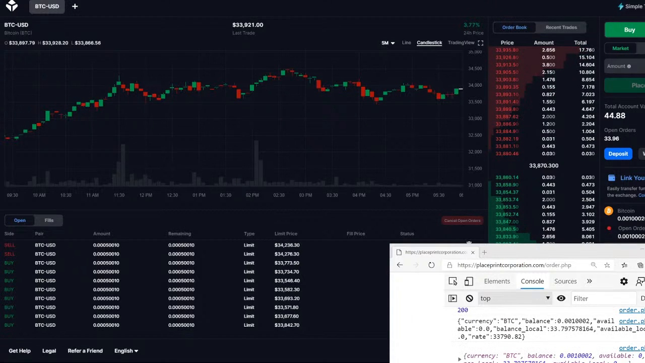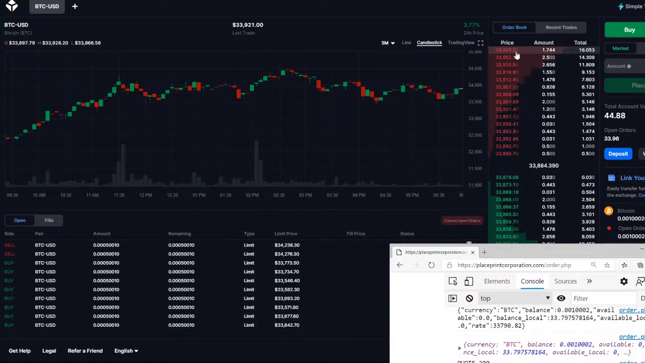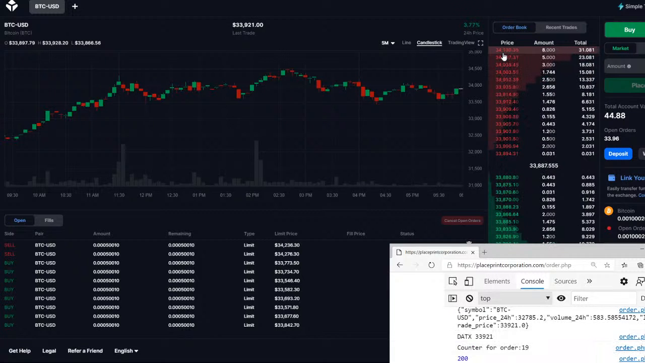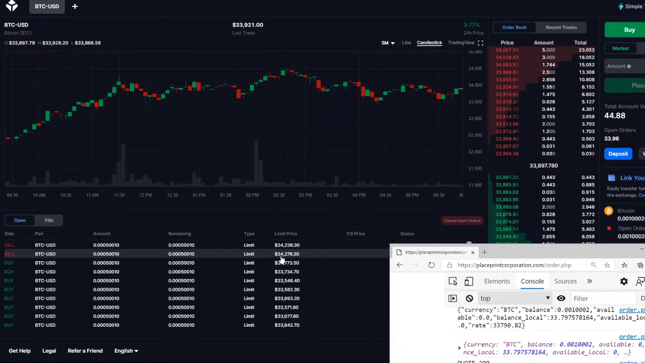One of the great things about Bitcoin is that the lack of liquidity at certain times can create massive movements of volatility. Just want to draw your attention up here to this offer. Notice the offer up here at 34,130 or so. It keeps changing. Remember, ours is at 34,236 and 34,276.